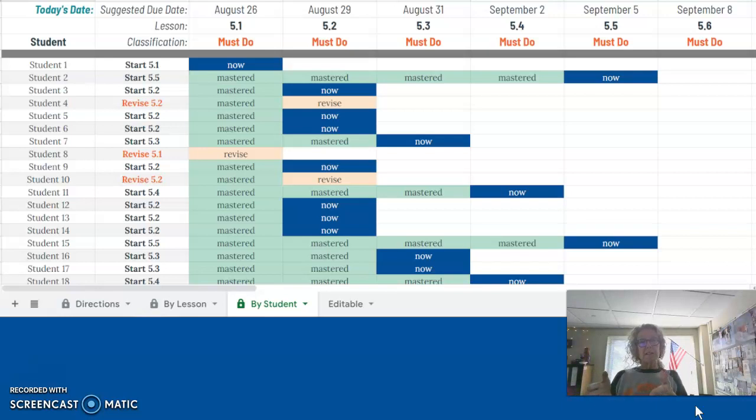So here's the lessons. Some people have mastered it. Some people are revising it. Some people are moving on. Some people are right here. And it has the dates on the top. And it has the things that you must be doing and who's ahead and who's not. This will also allow you then to do work in partners or get help from someone besides me, because you'll know who's ahead and who's mastered it already and who's at that next point or that next piece of the assignment.